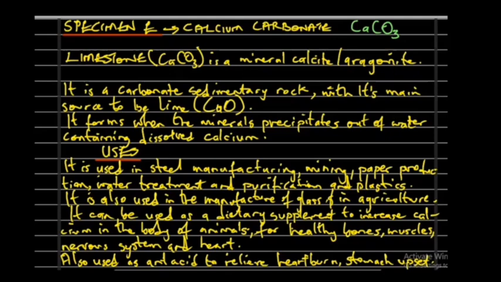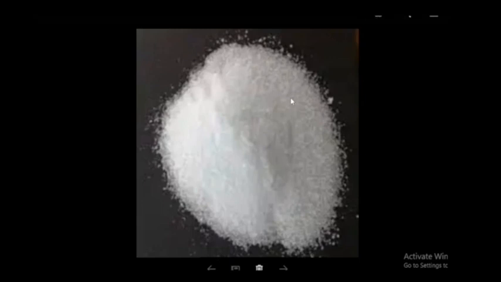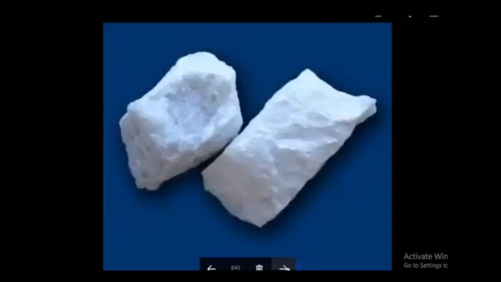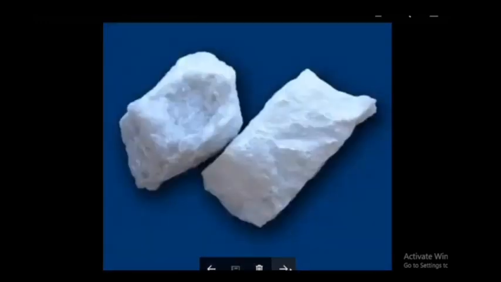So this is what calcium carbonate looks like. You can see this is the salt of it. This is the granular form of the calcium carbonate, but we can have it in the solid form. You can see it here in the solid form as the crystal, and we have it here in the powdery form as well. So that is calcium carbonate.